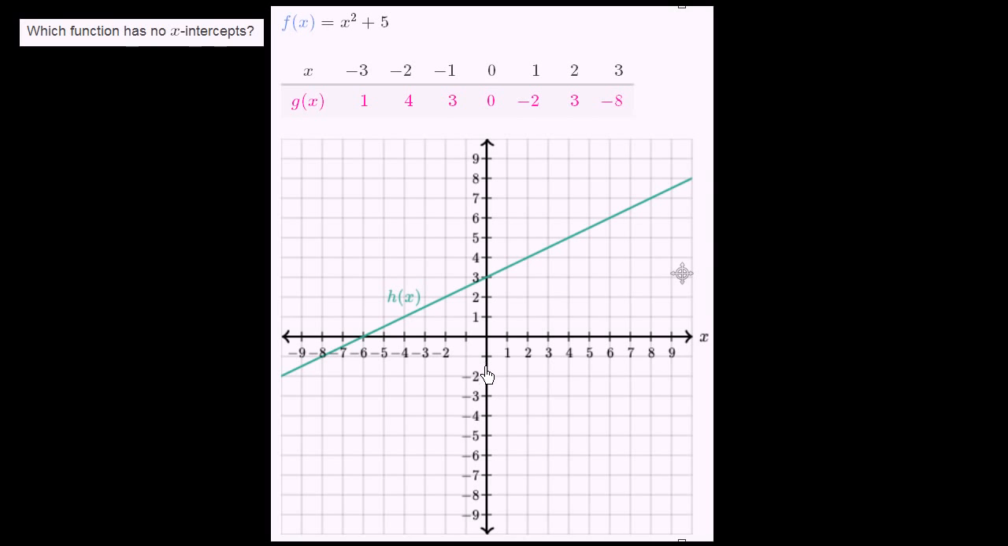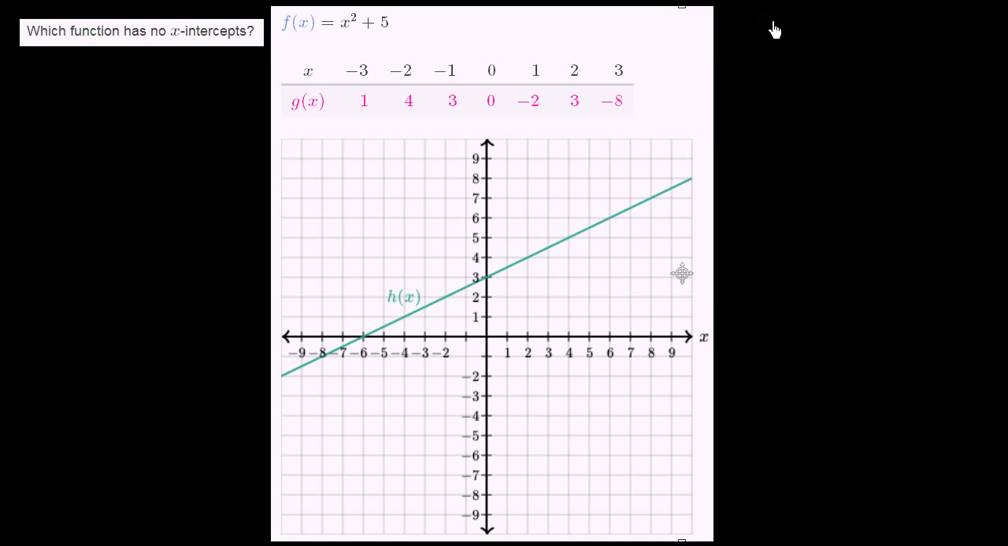Or if y is equal to the function, you would say that the value of the function is 0. You have an x-intercept whenever the function itself is equal to 0. So essentially, this is equivalent to saying which function never equals 0. So let's see if any of these functions never equal 0. So let's look at this first function right over here.